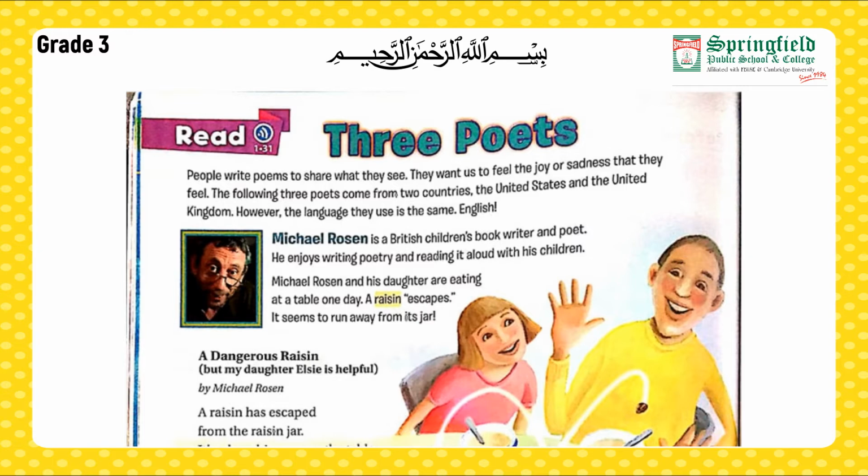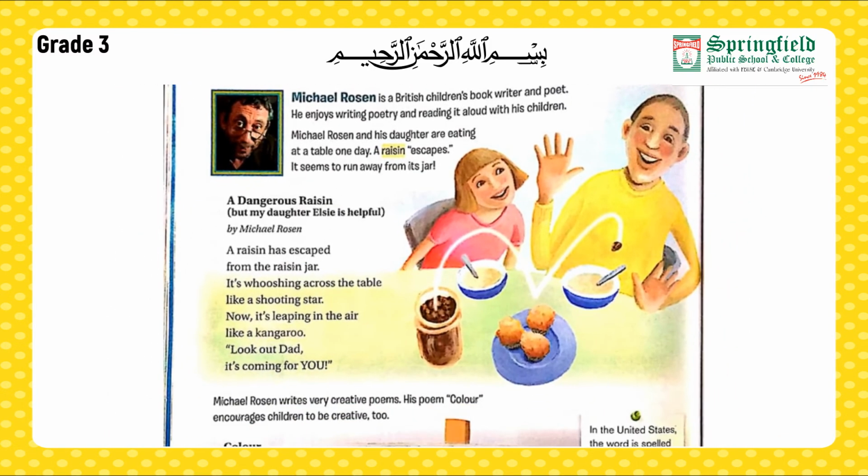Michael Rosen and his daughter are eating at a table one day. A raisin escapes. It seems to run away from its jar. A dangerous raisin, but my daughter Elsie is helpful. By Michael Rosen. A raisin has escaped from the raisin jar.